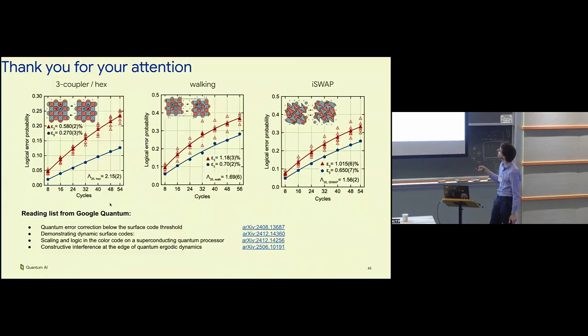Okay, and so with this, thank you for your attention. We have demonstrated three alternatives to the standard surface code implementation that show below threshold performance for all of those three, but offer different trade-offs. And with this, if there are any questions. Any questions?